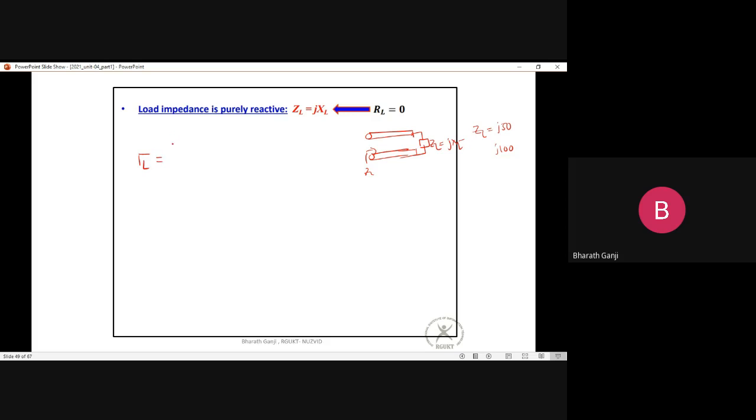Load daggara reflection coefficient ento untadi ante, I can see that the reflection coefficient at the load is (ZL minus Z0) divided by (ZL plus Z0). Okay, that is (jXL minus Z0) divided by (jXL plus Z0). So if you assume a lossless line, this number looks like (A minus jB) divided by (A plus jB), right? Atlane kadandi. So whose magnitude? I can say that if you ask me what is the magnitude of the reflection coefficient, the value is always equal to 1. Okay.